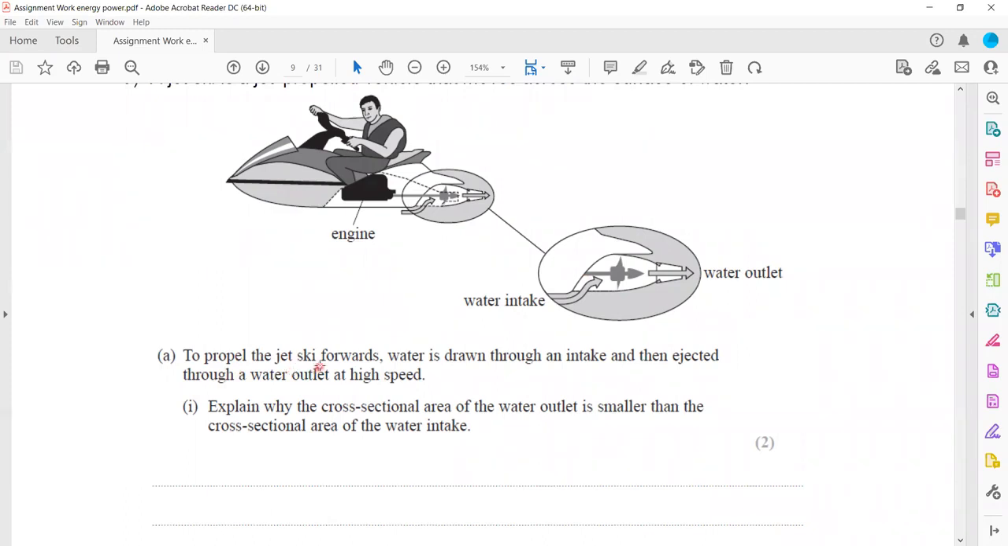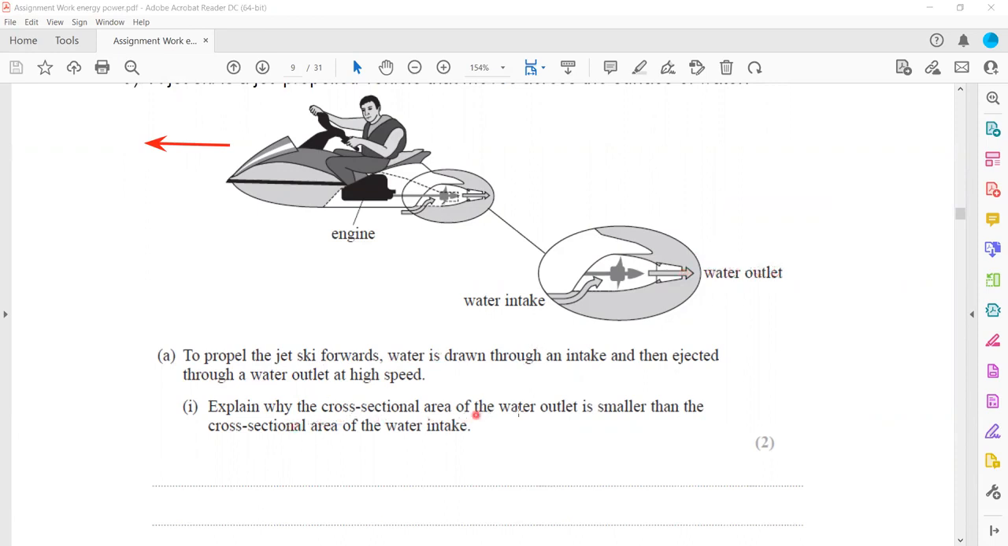To propel the jet ski forward, the water is drawn. Like if a jet ski is moving forward, what will happen? The water is drawn through an intake, so water will come in through the intake, and then it is ejected through a water outlet at a high speed. So it will come out at a high speed.